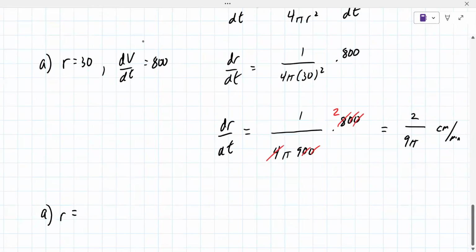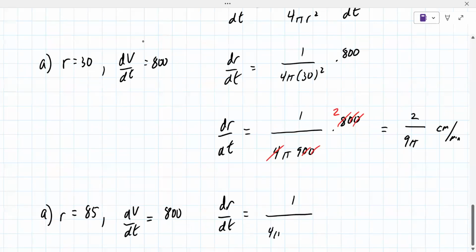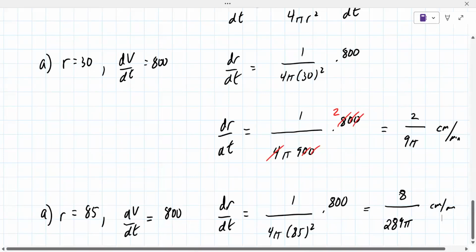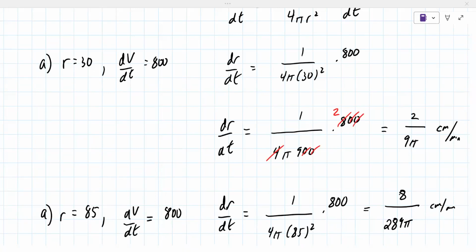So in part B, the radius is 85, and dV/dt equals still 800. So again, your dr/dt is 1 over 4 pi 85 squared times 800. I don't know how well this one reduces, so I'm going to go to the calculator and see if I can get some help here. So this reduces to 8 over 289 pi centimeters per minute. Maybe yours will be exact, or maybe you have to put it in and get a numerical approximation.